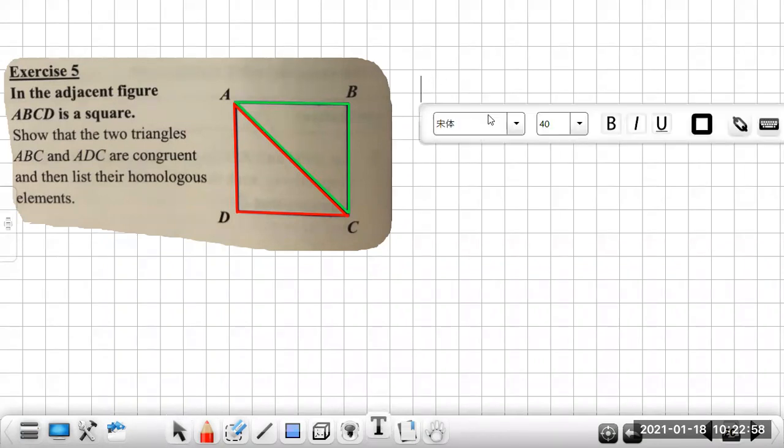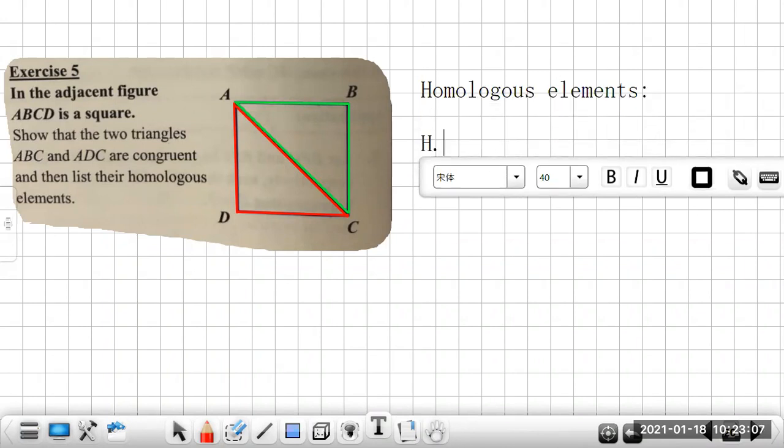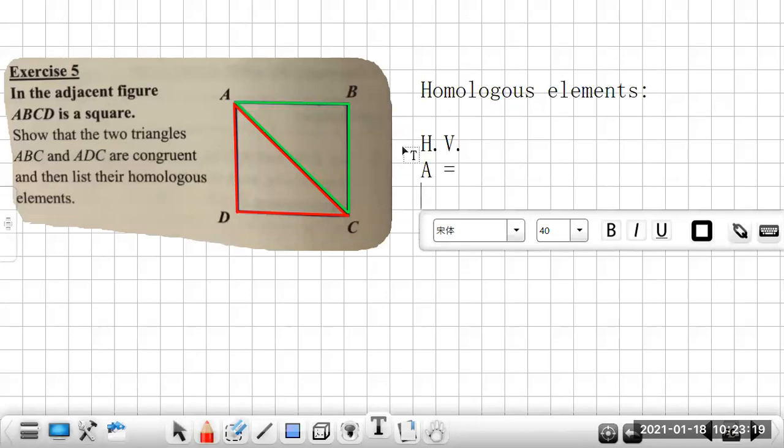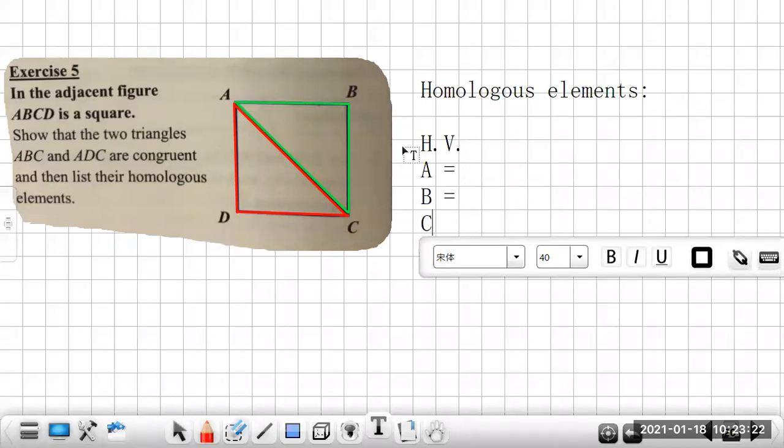The vertex will be A. Okay, homologous vertices, like A, B, C. How do you deal with the vertices of the first triangle? A, B, C. Vertex A equals vertex A. Very good. B is equal to D. And C is equal to C. Fine. Thank you, Estelle.